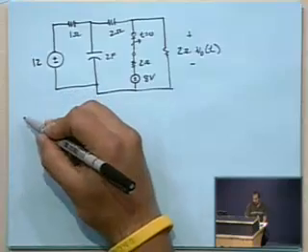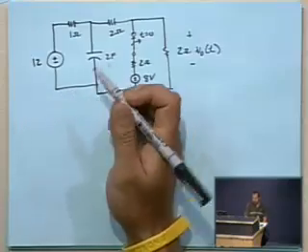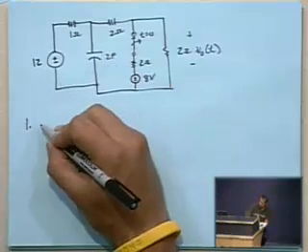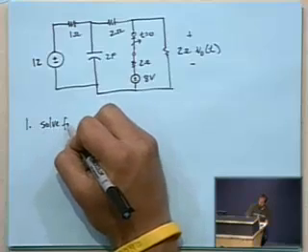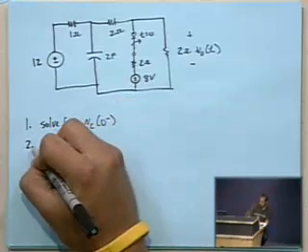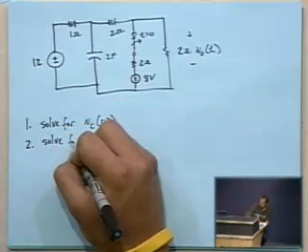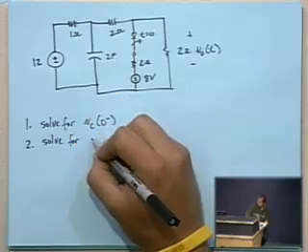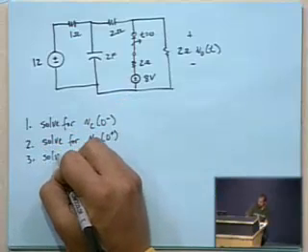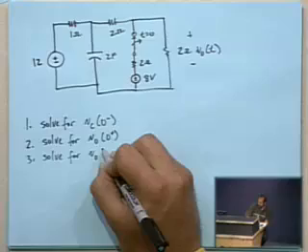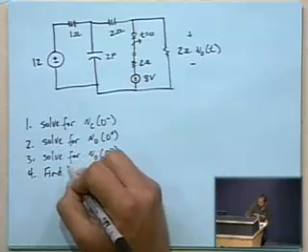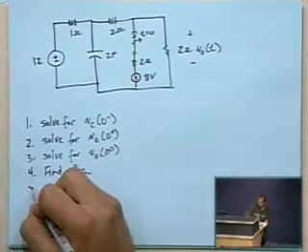As you go, the first step is assuming that it will have the form of the solution that we've been working with. So the first step that you need to do: solve for the initial voltage across the capacitor at time equals 0 minus. Solve for V0 of 0 plus. Solve for V0 of infinity. Find R Thevenin, and then put it all together.